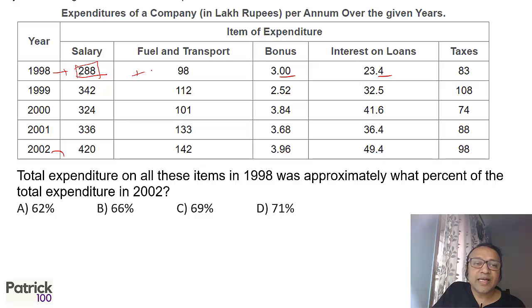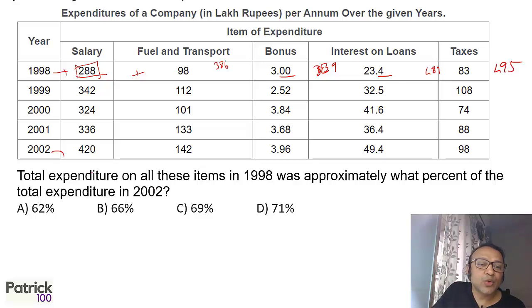So 288 plus 98 is 386. 386 plus 3, 389. 389 plus, you can say 20 plus 80 is 100, 489. 489 plus 6, 495. So this you get 495 total.